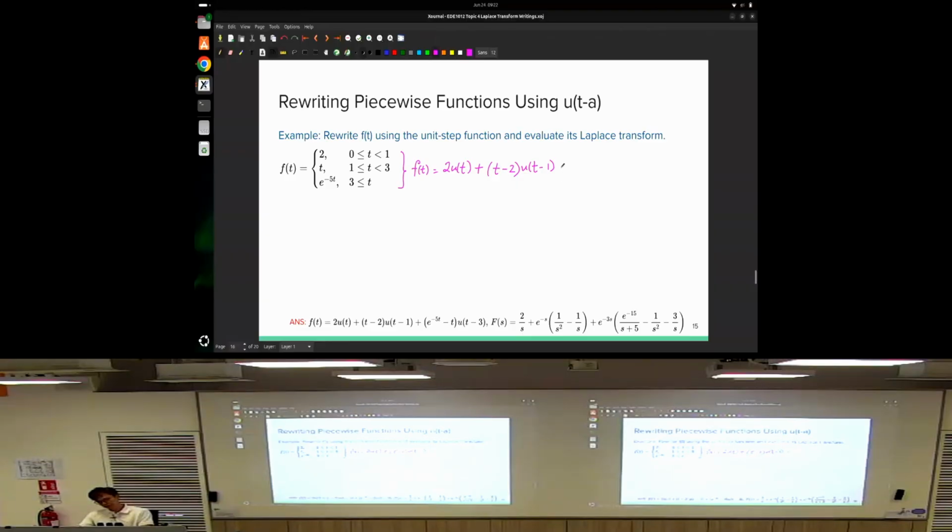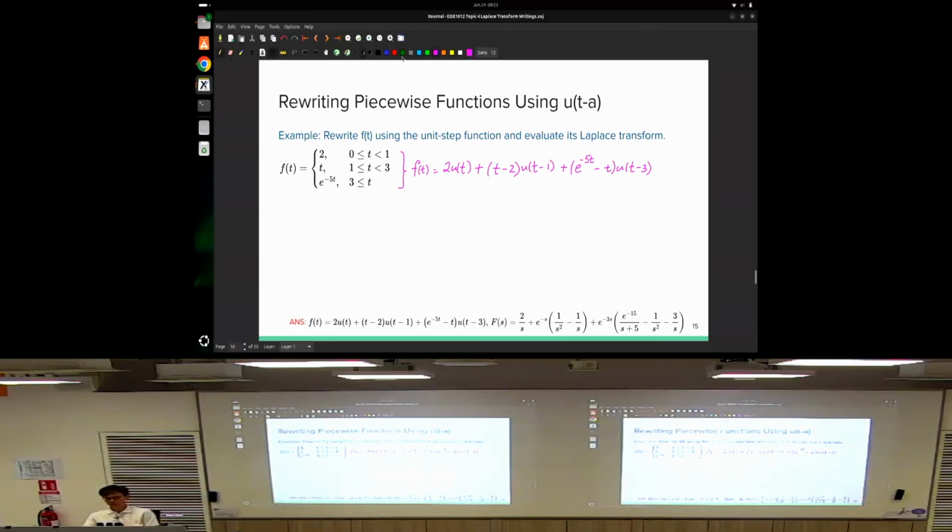And finally, just repeat the same thing. So this one plus, you turn on e to the minus 5t, but you have to turn off t. So this is to be done at t equals to 3. And that's the end. You need not turn off e to the minus 5t because it never says that it needs to be turned off. Because it continues all the way to infinity after t equals to 3. So no need to turn off the last function.